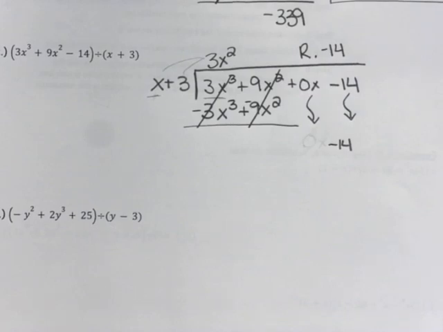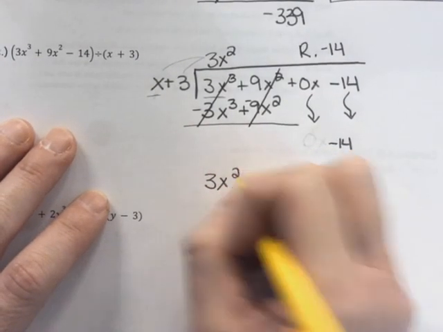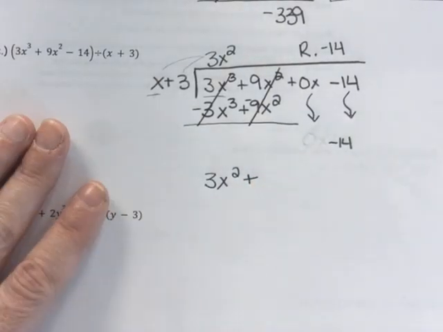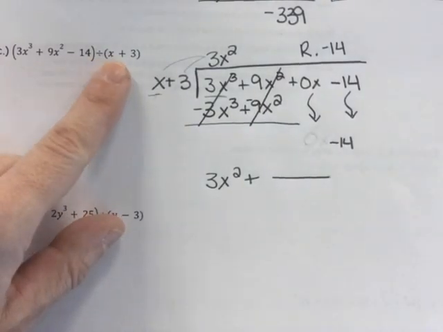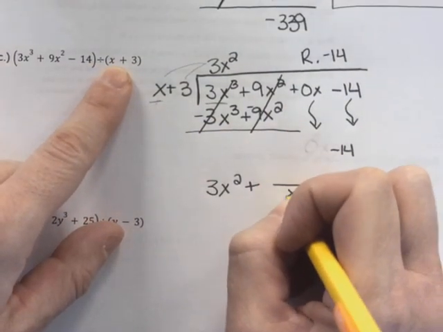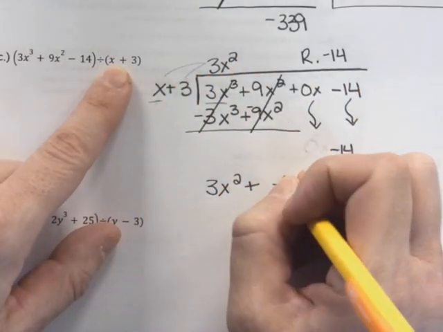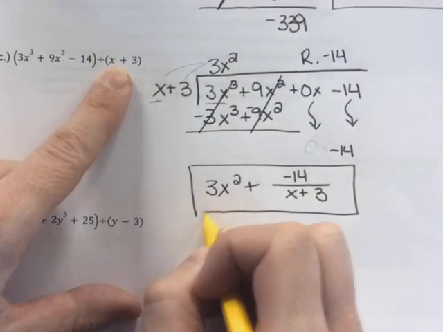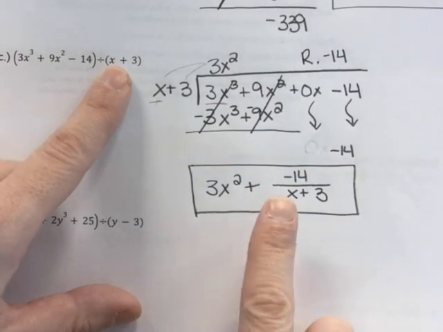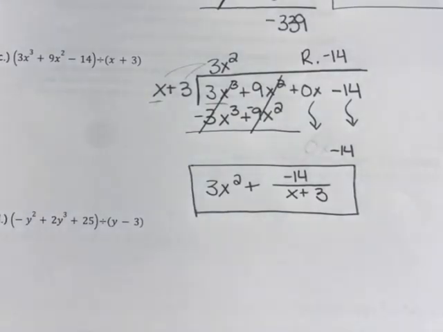So we only had one thing this time. So 3x squared was the one thing, plus I'm going to add on my remainder. Remember, my remainder is written as a fraction. This goes in the bottom. Whatever you were dividing in goes in the bottom, and the thing that was your remainder goes up top. So this would be my final answer. And again, if I took this times this, I should get back to this.